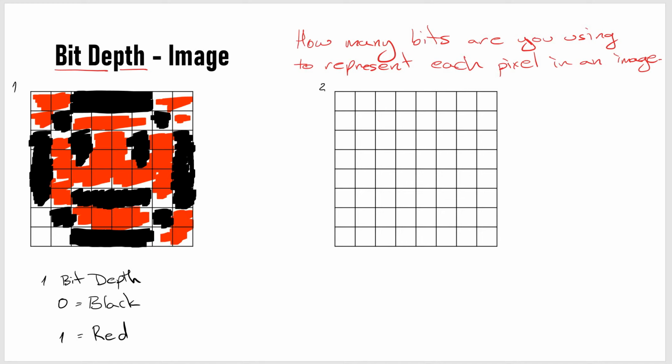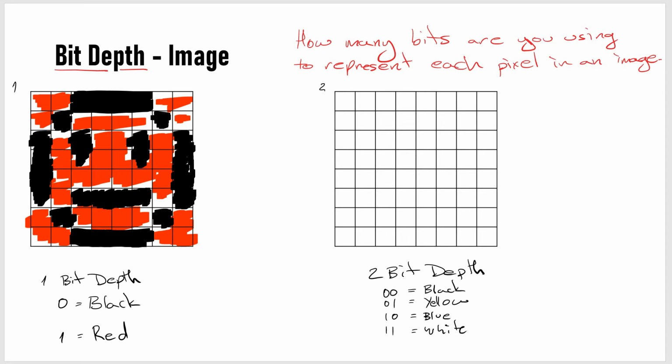Now in image 2, we're going to increase the bit depth, and we're going to use 2 bit depth. So that means we're going to be using 2 bits to represent each individual color. But the benefit behind it is that now we can create more patterns. So we can create 0 0, 0 1, 1 0, and 1 1. So we can use a total of 4 colors, like so. So let's say black, white, yellow, and blue, like so.